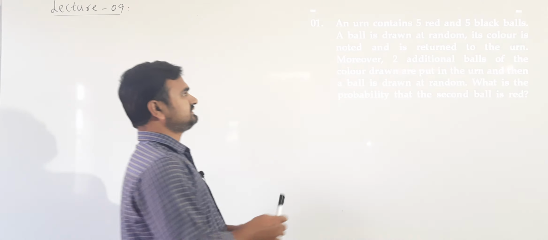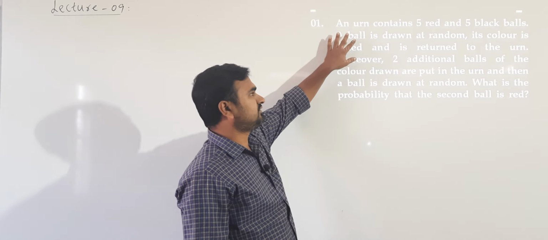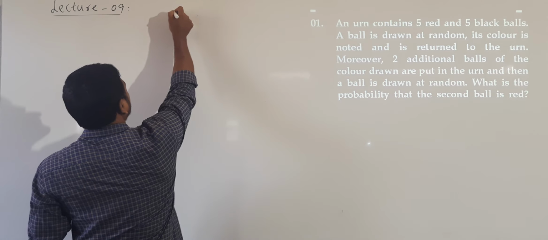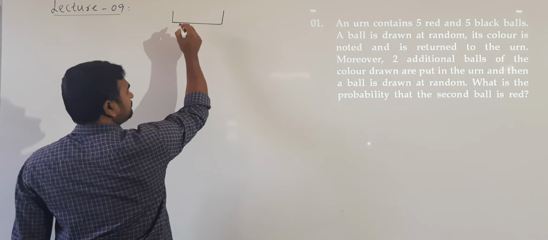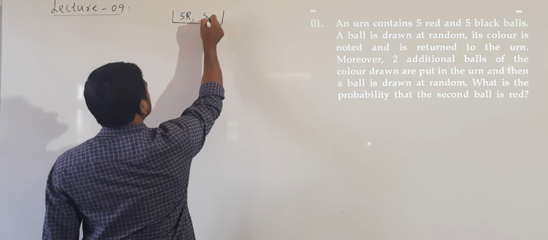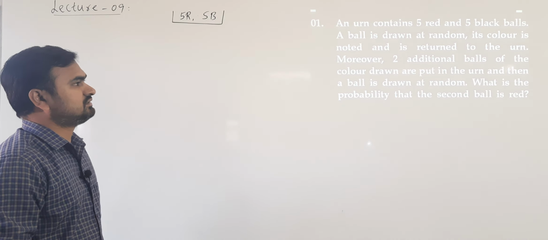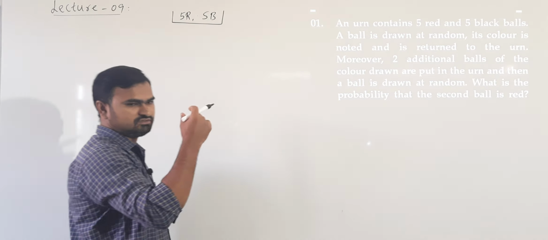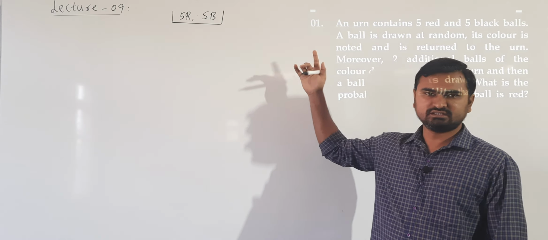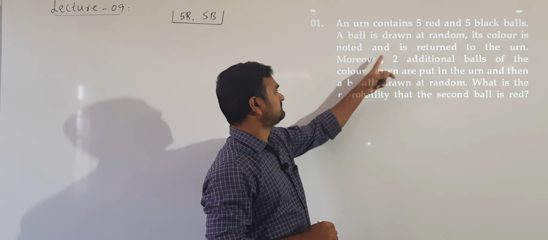Urn means like a bag. An urn contains 5 red and 5 black balls. Suppose this is a box containing 5 red and 5 black balls. Now, a ball is drawn at random, its color is noted. From this urn we are taking one ball, the color of the ball is noted, and then it is returned to the urn.